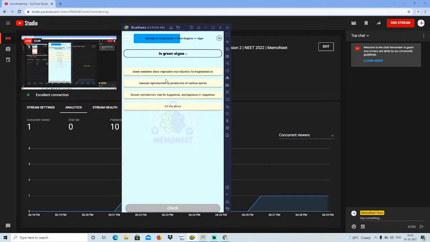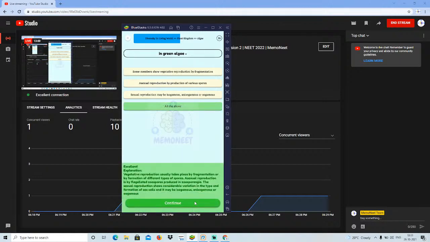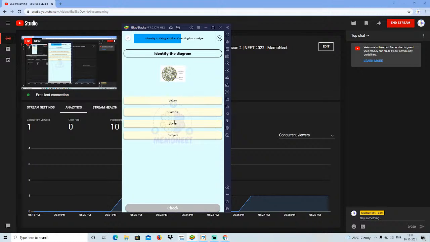So in green algae, some members show vegetative reproduction by fragmentation. Yes, true. Asexual reproduction is by various spores. True. Sexual reproduction may be isogamous, anisogamous, or oogamous. All the above. So identify the diagram. This diagram is clearly Volvox. Yeah. This diagram, I think it is filamentous, so I think it's Ulothrix.